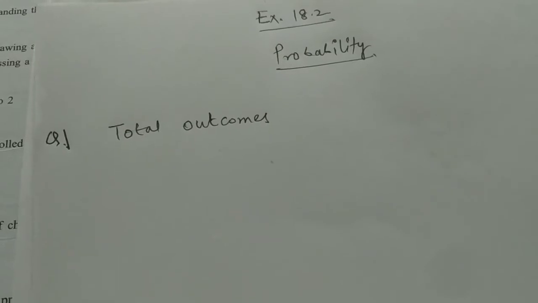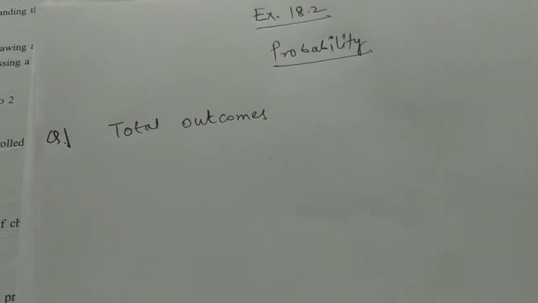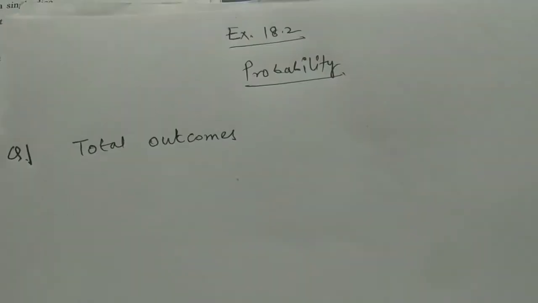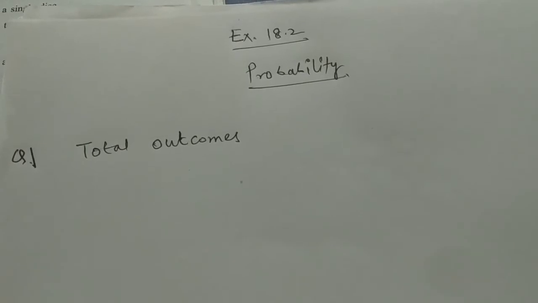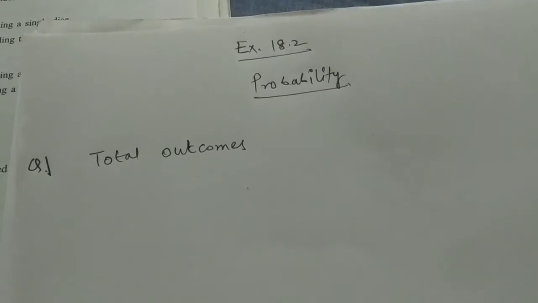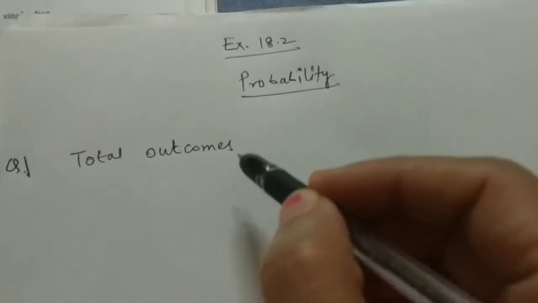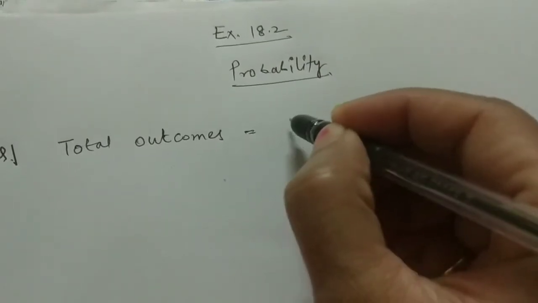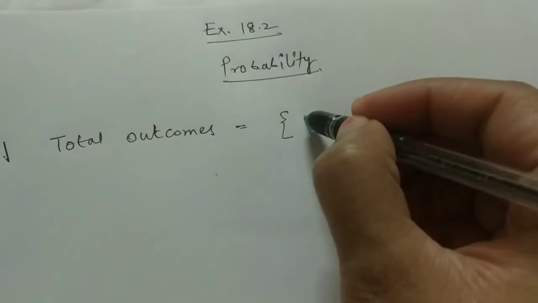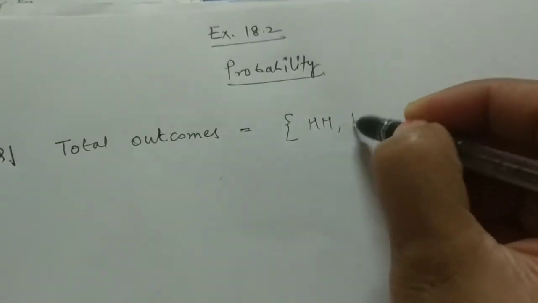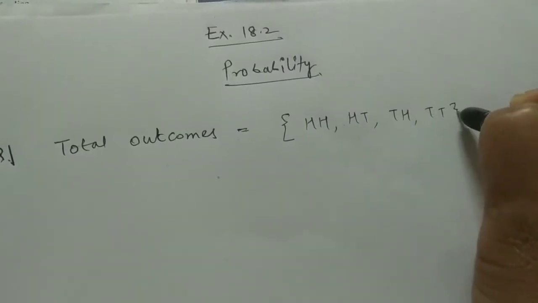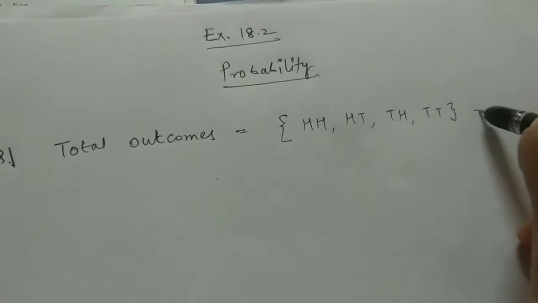Solve question number 1 to 7 of exercise 18.2. So the first question says two unbiased coins are tossed simultaneously. Find the probability of getting at least one head, and the second part is at most one head. So here we would write the total outcomes. What would be the total outcomes if we toss the coin? Head and head, head and tail, tail and head, and tail and tail. So the number of outcomes would be 4.